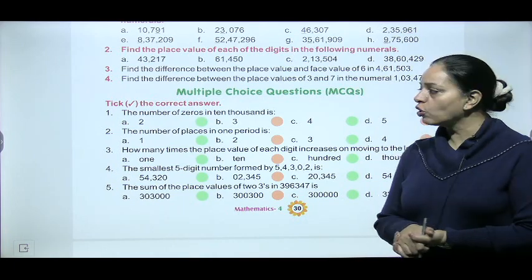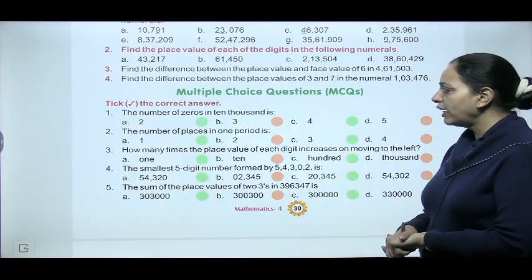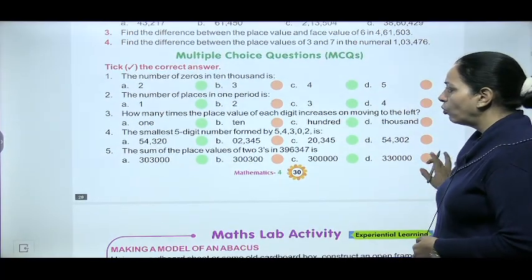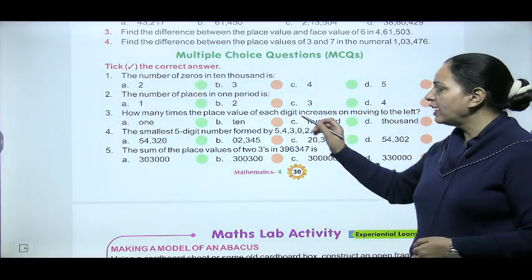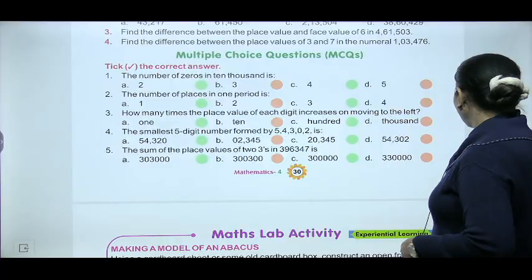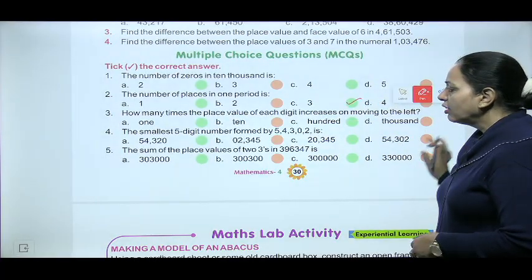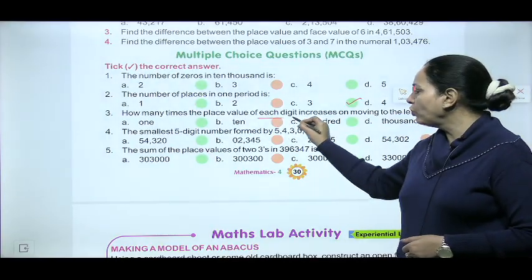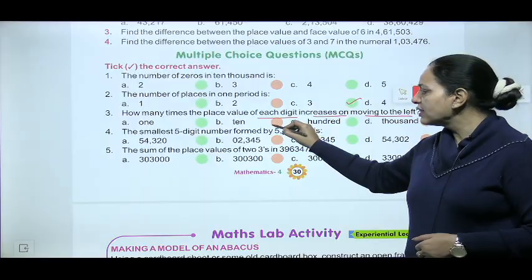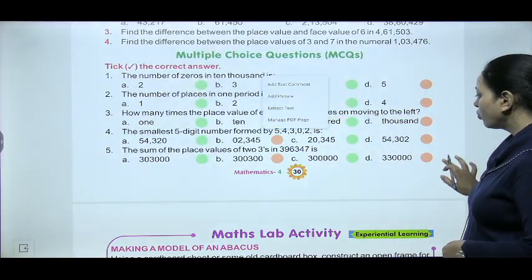Now this is a multiple choice question. Choose the correct answer. The first: the number of zeros in 10,000 is how many zeros? 4. The number of places in one period is how many places? 3: ones, tens and hundreds. Third: how many times does the place value of each digit increase on moving to the left? That is 10 times, right? So similarly, you can try the fourth and fifth questions.